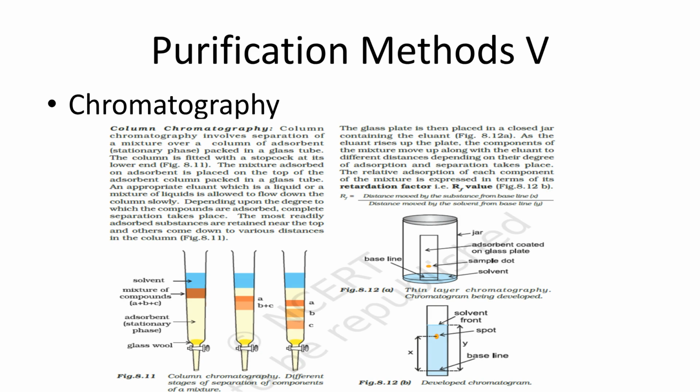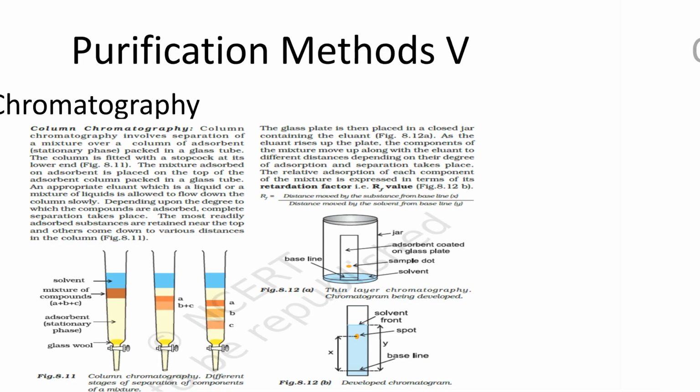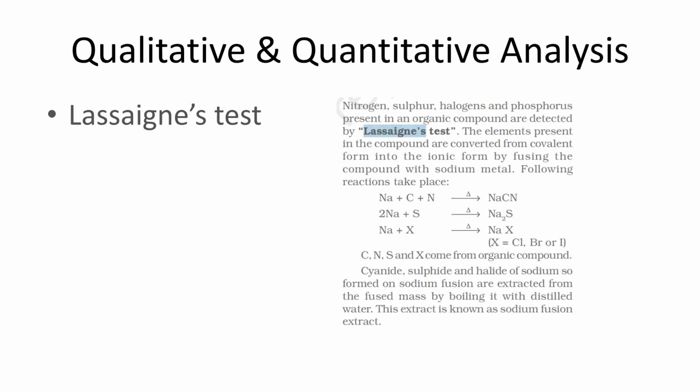Chromatography is a sophisticated method used to separate components of a mixture based on their differential distribution between a stationary phase and a mobile phase. It is an indispensable tool for identifying and purifying complex organic compounds. For elemental analysis, Lassaigne's test is a primary qualitative method. It converts covalently bonded elements into their ionic forms through fusion with sodium, allowing for the detection of nitrogen, sulfur, and halogens within an organic sample.